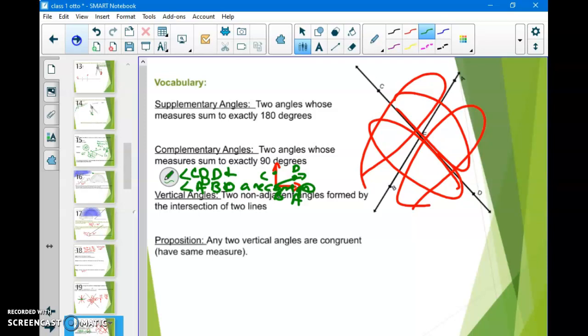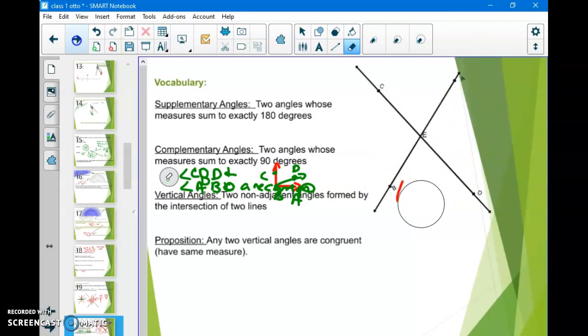Vertical angles, we talked about that. Any angles that are across from each other will be equal to each other. We'll talk about congruent to each other. If any two angles are congruent, they have the same measure. Congruent means same. Actually, equal means they're the same measure. Congruent means I can take one of those angles and put it on top of the other one, and they would be the same size.